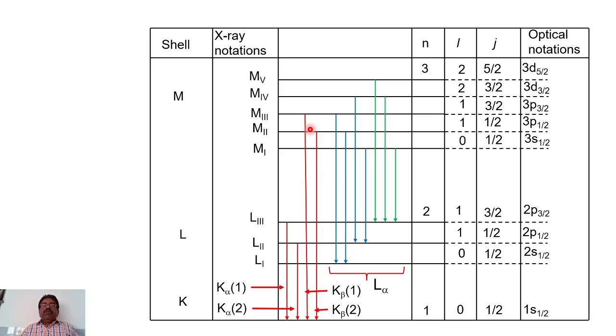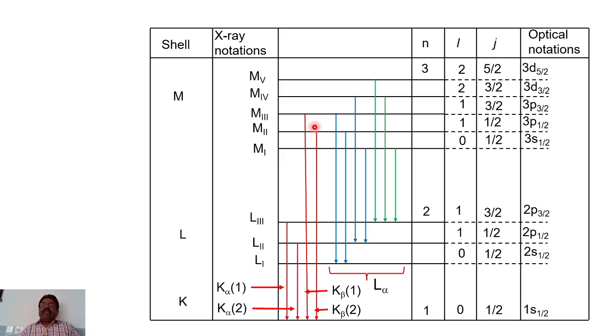Now if you come to M shell, suppose the electron from M shell occupies the vacant position in the K shell. Which transitions are allowed? The selection rule must be followed here. For the S level, that is M first, the transition will not be allowed. Only M second and M third are allowed, because both of them are P subshells and this is the S subshell.